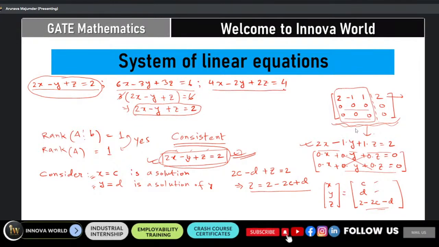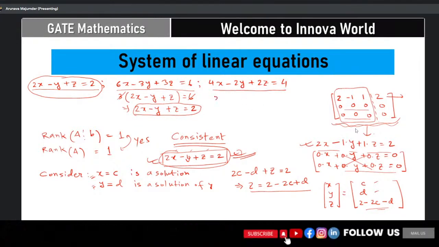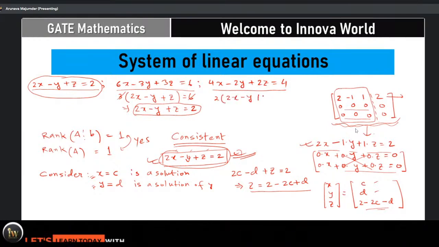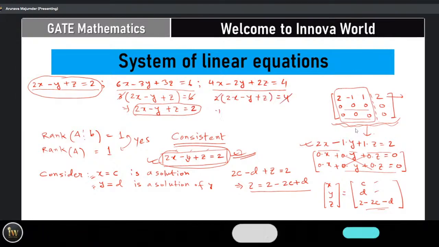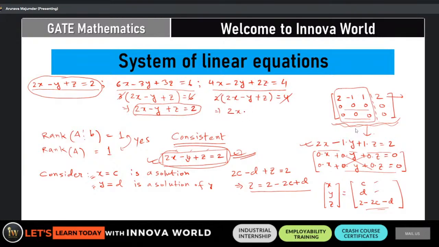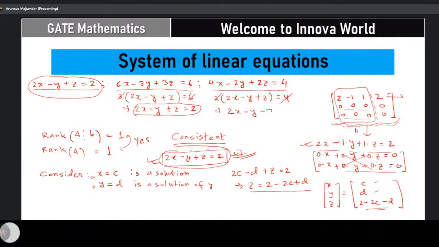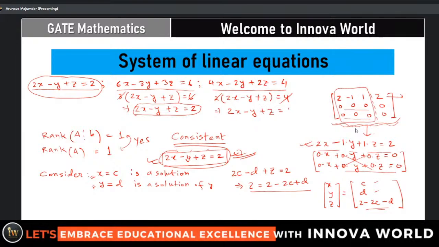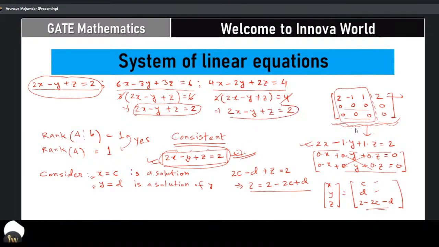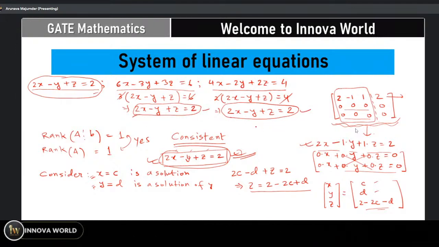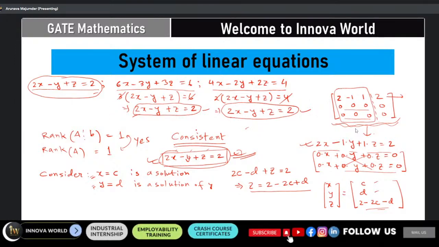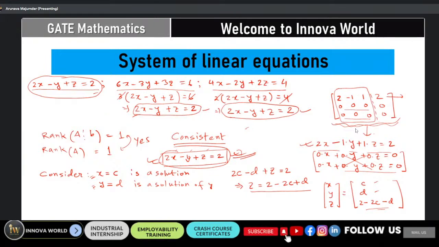Now go to the third equation and take 2 as common, and we are getting 2x minus y plus z is equal to 4. Just nullify 2 and 4 on both sides, and we are getting 2x minus y plus z is equal to 2. Isn't it the same equation? So the first, second, and third, all these three equations are actually the same equation and nothing else. So only a single equation is given, but the number of variables is 3.